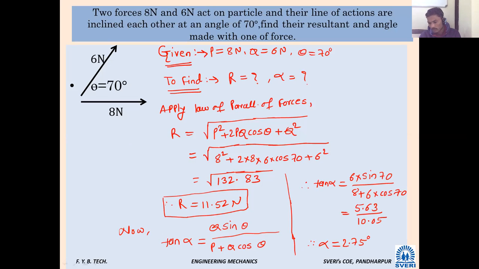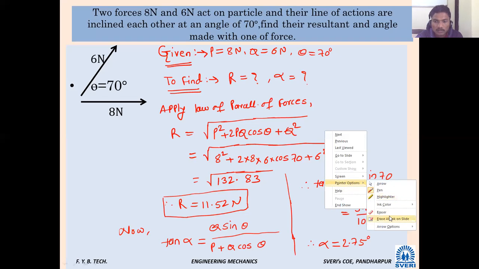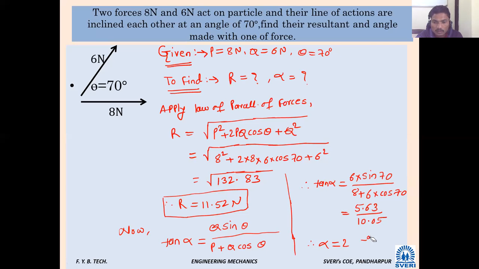Sir, 29.28 answer. What is the problem? It is up to this okay. 5.63 divided by 10.05, but not 2.75. It is wrong. Answer is something other. Sir, 29.28. I think this is the correct answer.